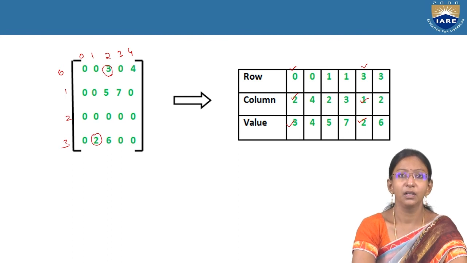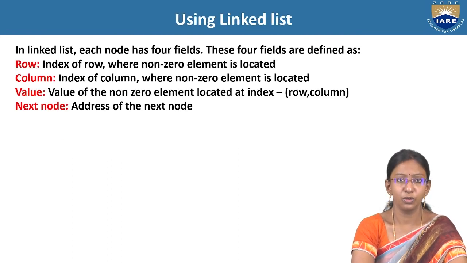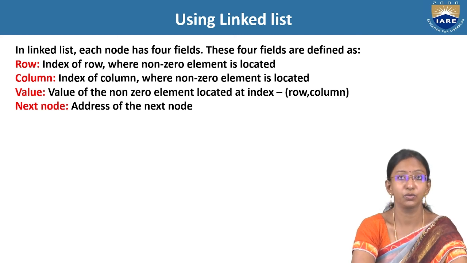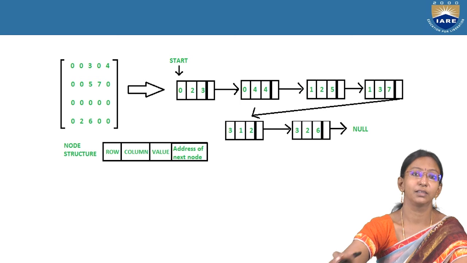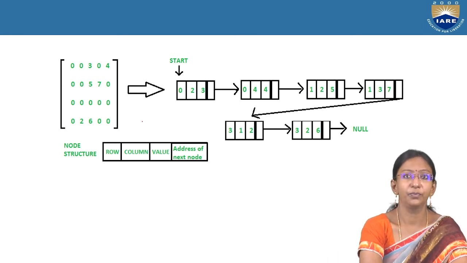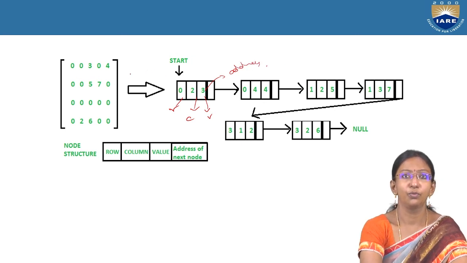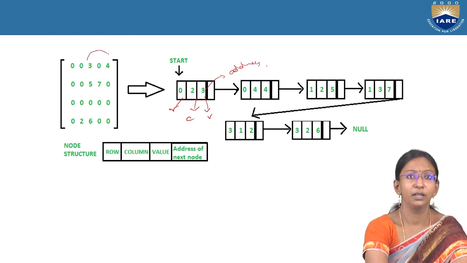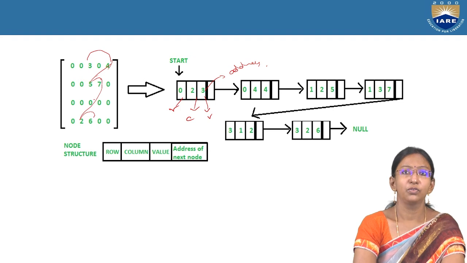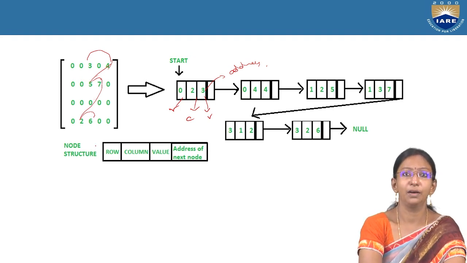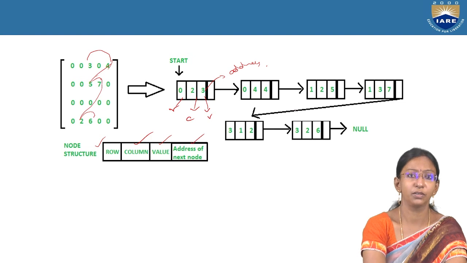It's quite easy. Even that suffers with storage, so linked list can also be used. So the structure goes like this. So the similar point, the row, column, the value, followed by the address of the next node. So 3 is linked to 4. Okay, the 4 is linked to 5. 5 is linked to 7. 7 is linked to 2. 2 is linked to 6, and 6 is the last one. So have a look at this one. The structure of the node will have row, column, value, and address of the next node.